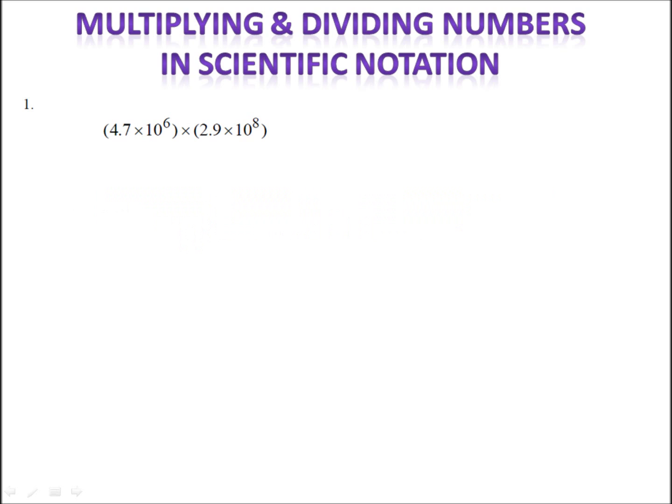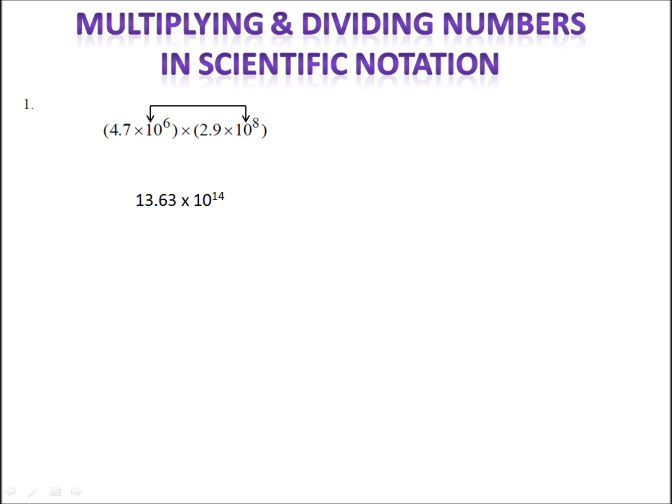Multiplication is actually very simple. We simply begin by multiplying the two decimals. 4.7 times 2.9. That gives me 13.63. Then we multiply the powers of 10. 10 to the 6th times 10 to the 8th. When we multiply things that have the same base, we add the exponents. 8 plus 6 is 14. So the product is 13.63 times 10 to the 14.